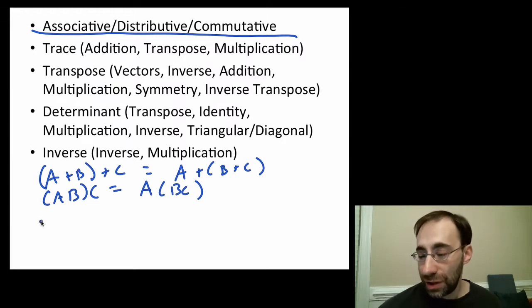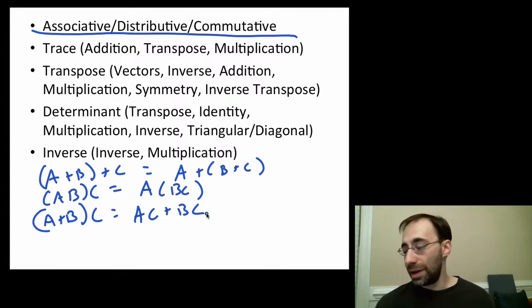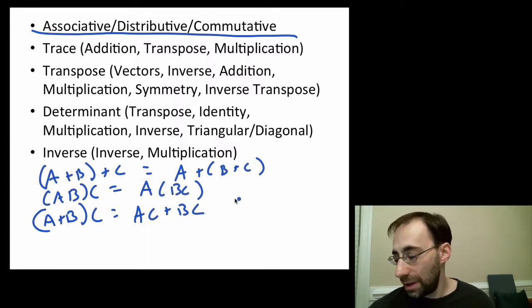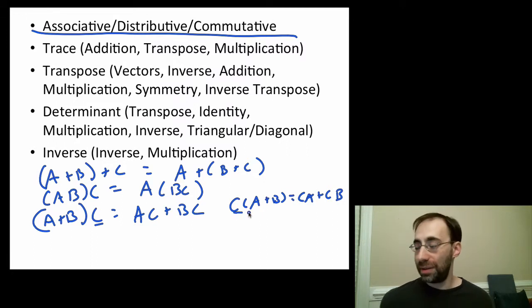Distribution under addition works too. So if I have (A + B) times C, that's equal to AC + BC. Also, I can do it backwards if I wanted and have C(A + B), which would equal CA + CB. So that's right multiplication, and this is left multiplication. But you can distribute that out just fine.